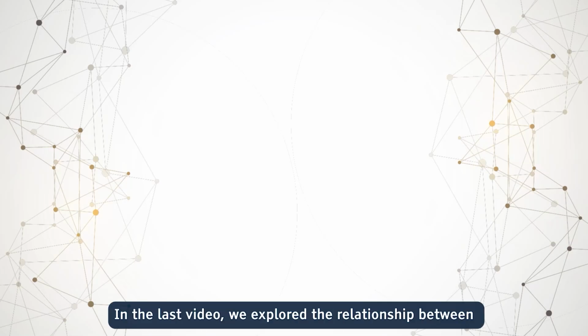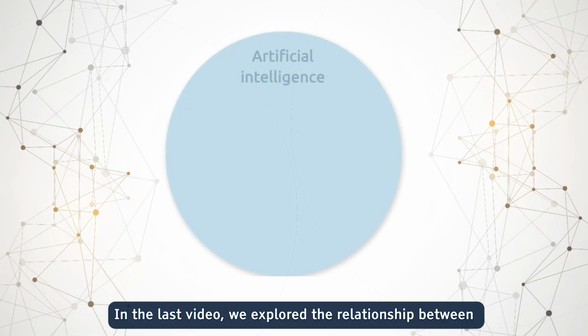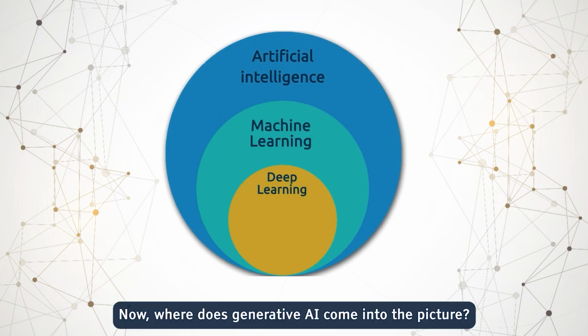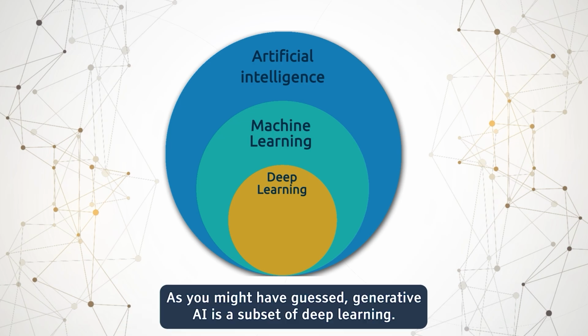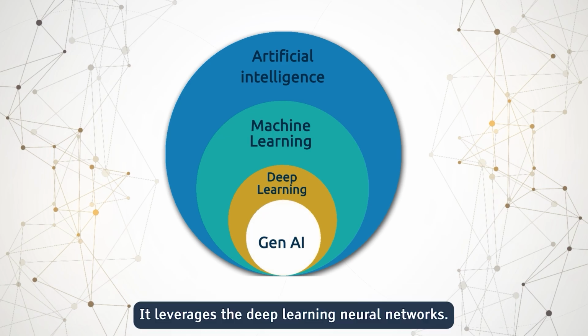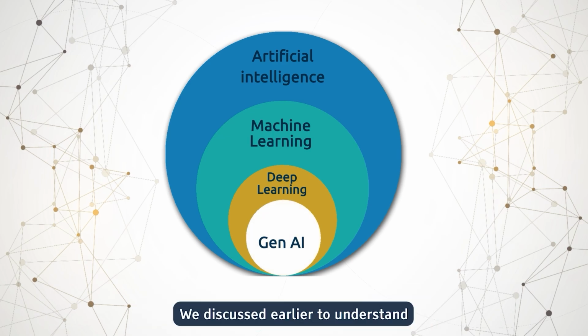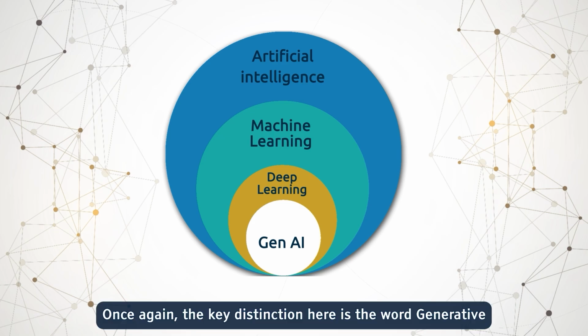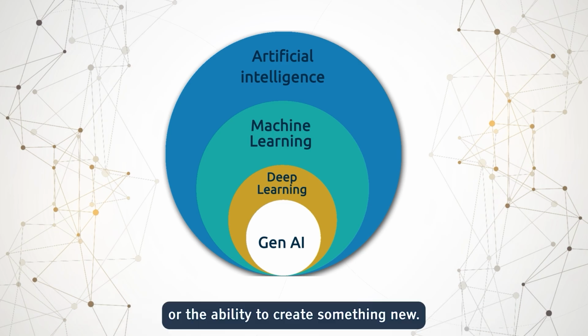In the last video, we explored the relationship between artificial intelligence, machine learning, and deep learning. Now, where does generative AI come into the picture? As you might have guessed, generative AI is a subset of deep learning. It leverages the deep learning neural networks we discussed earlier to understand training data, learn from it, and then create new content. Once again, the key distinction here is the word generative, or the ability to create something new.